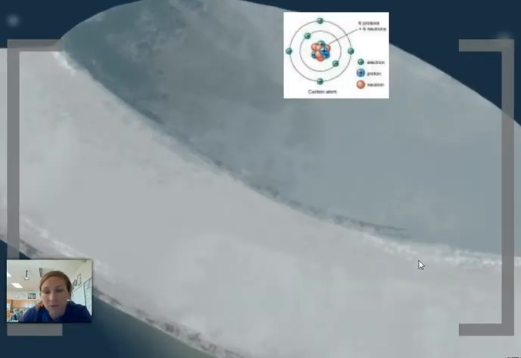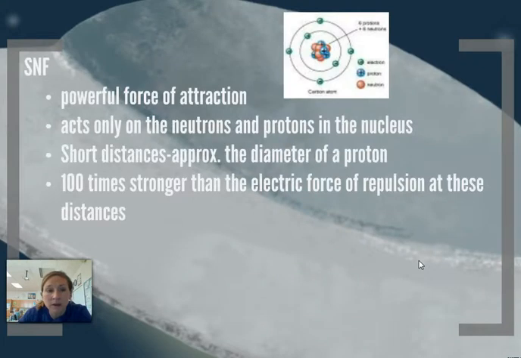I do want to briefly mention a few details about the strong nuclear force, though. It is a powerful force of attraction. It acts only on the neutrons and protons in the nucleus. It does act over short distances, though, approximately the diameter of a proton, which is 10 to the negative 15 meters long, which is very, very tiny, of course. And it is 100 times stronger than the electric force of repulsion at that distance.